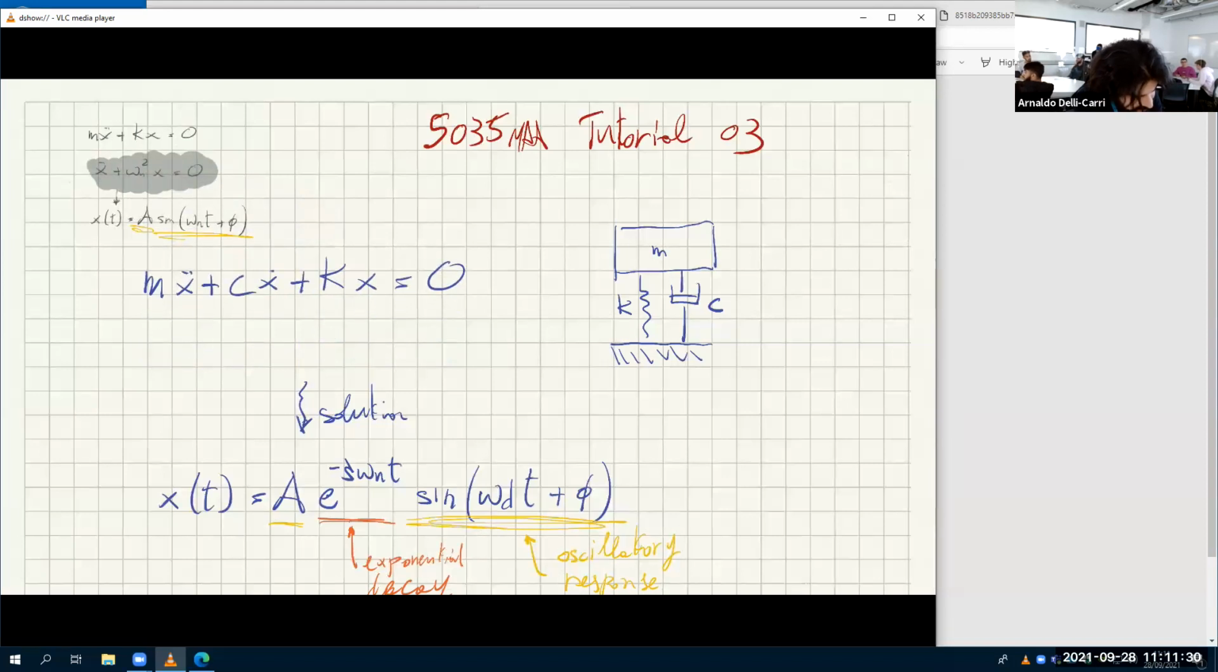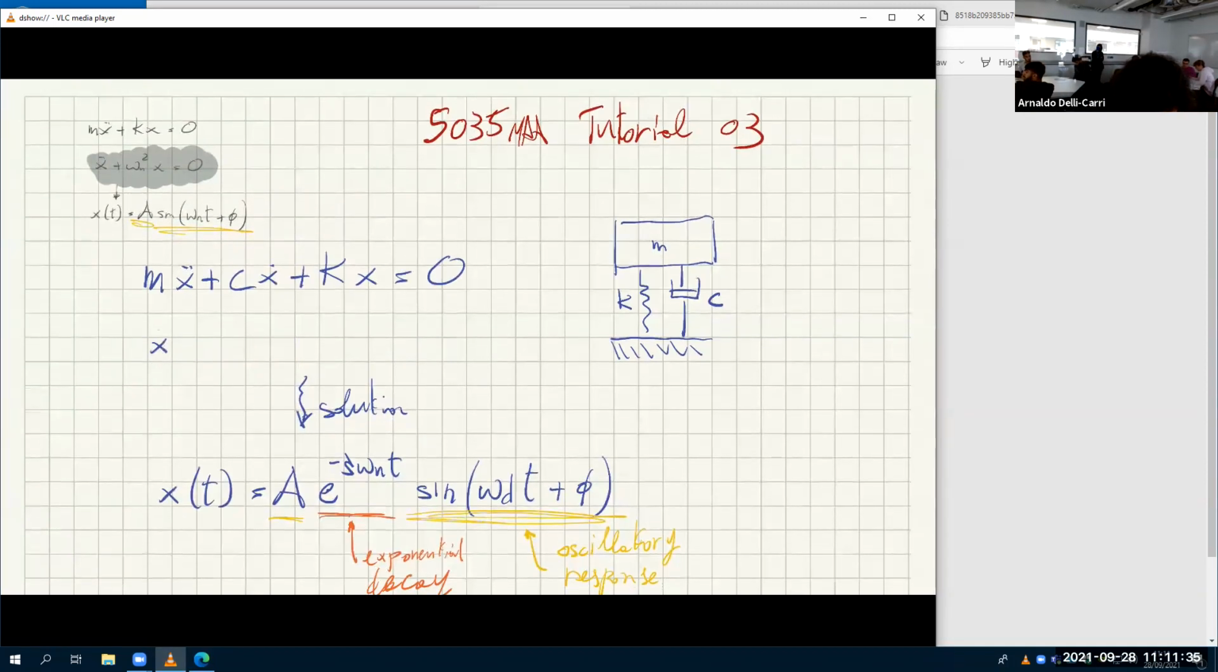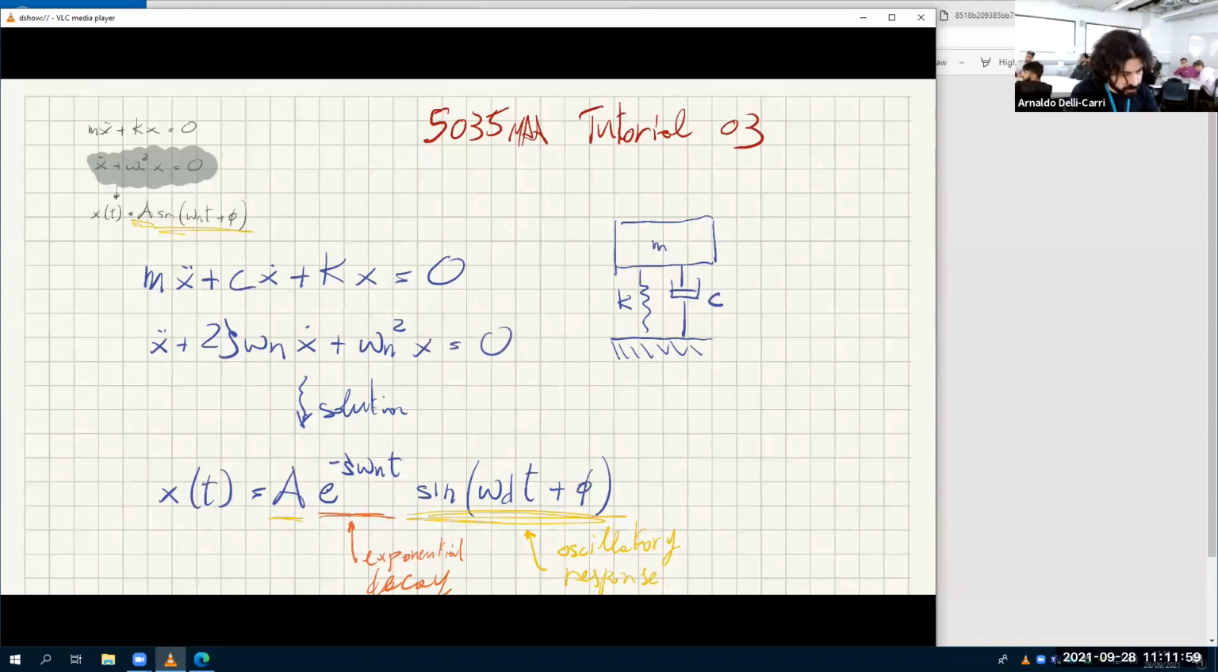If I divide everything by m, I have x double dot plus c over m. Now c over m, I don't want to call it c over m. I want to call it 2 zeta omega n, for reasons that I'm going to explain now. x dot plus, again, k over m. Remember, we call this omega n squared. So this is the equation of motion. And the solution to this equation of motion is this.